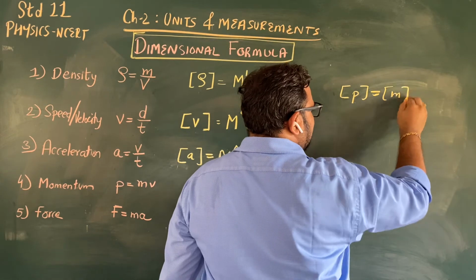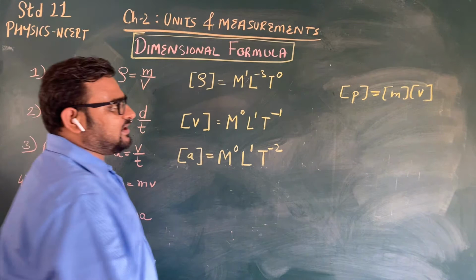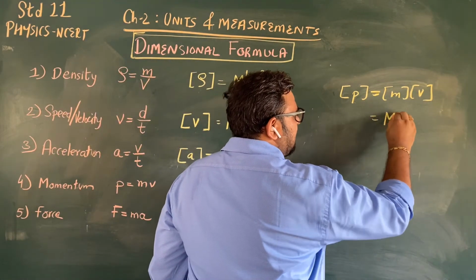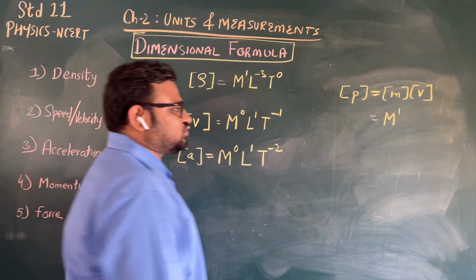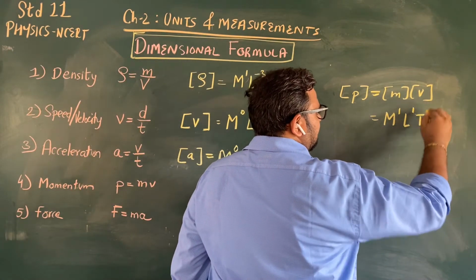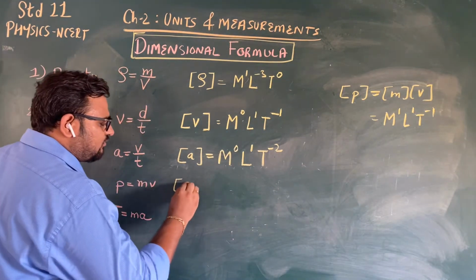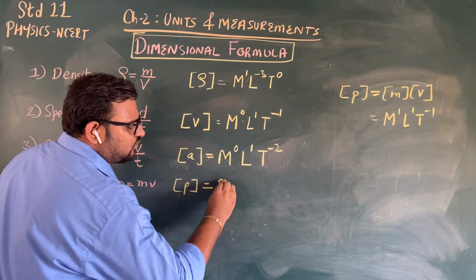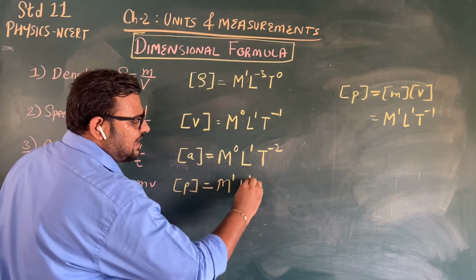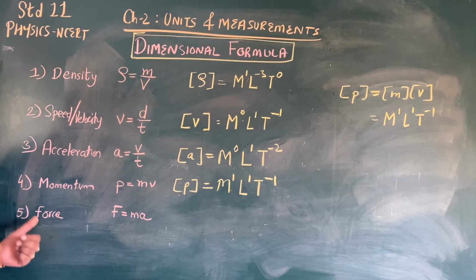So the dimensional formula is equal to dimensional formula for mass and dimensional formula for velocity. So what is dimensional formula for mass? M1. For velocity, L1 T minus 1. Again, I'm not writing here this mass. So directly go to the dimensional formula for momentum. It's small p. That is equal to M1 L1 T minus 1. Okay? Force. The next one is force.